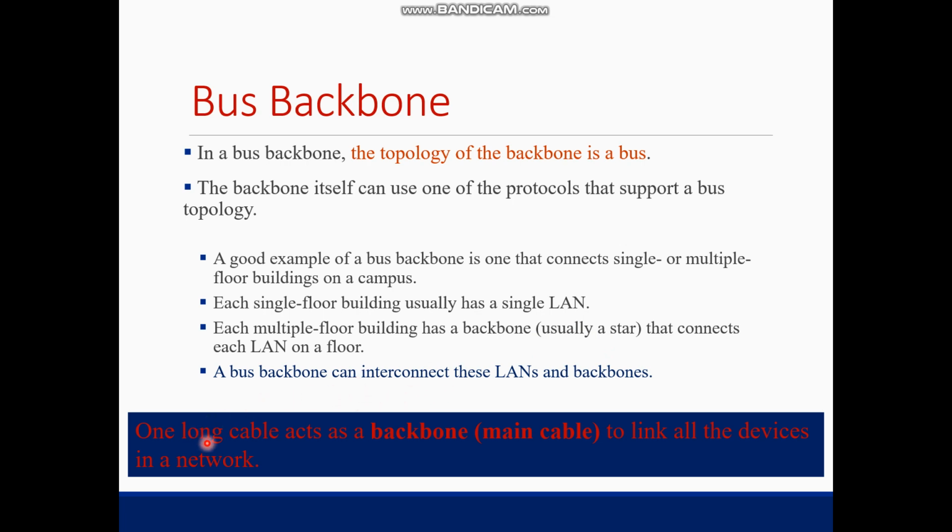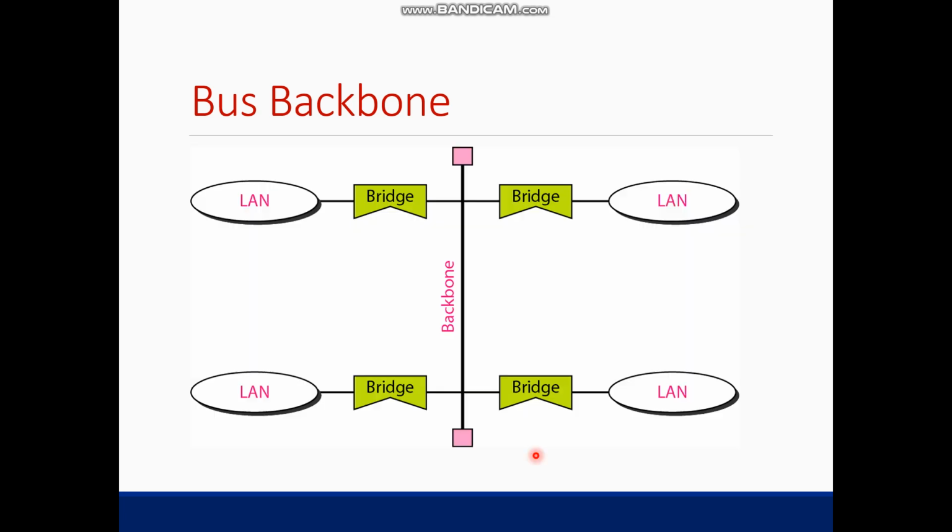So we can say a long cable is going to be a bus backbone here, which is the main cable that links all the devices in the network. You can see it in the next slide, which is this one. We have a LAN, and another LAN, and they are going to be connected using a bridge to the bus backbone. This is the bus backbone. As you can see, for example, this LAN may be connected to that bridge, and through that bridge it is going to be connected to the backbone.